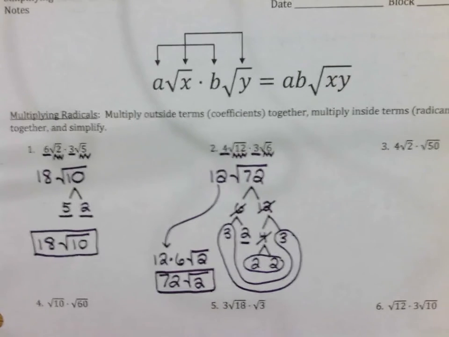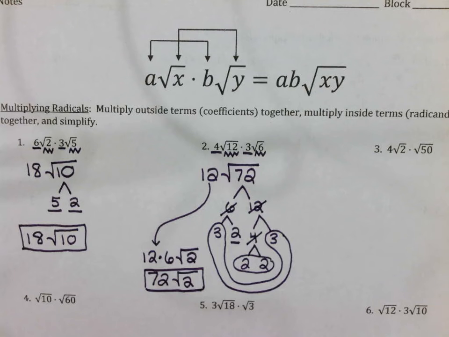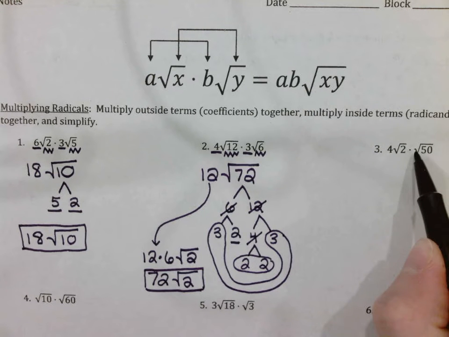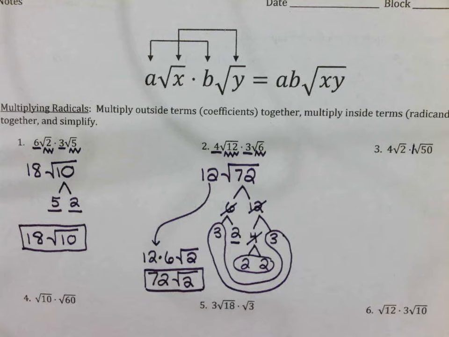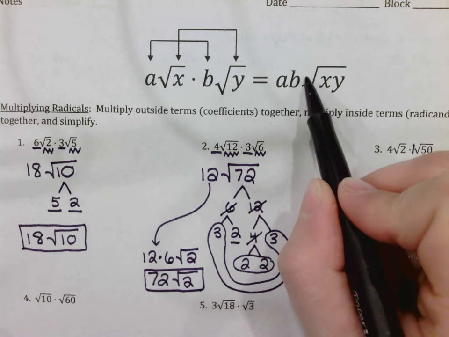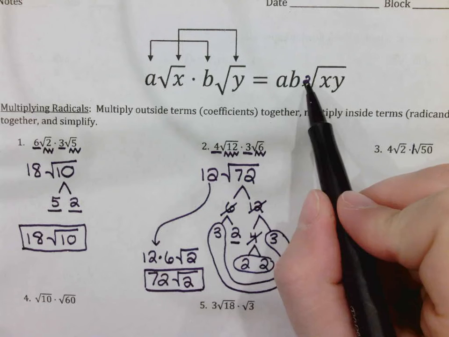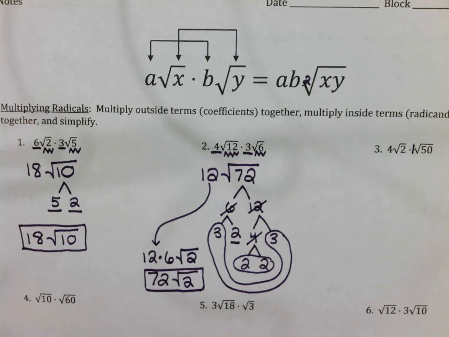Okay, for number 3, you'll notice we only have one outside number, or so it looks like that. If we don't see something, a coefficient, we know that it's a 1. And that's not to be confused with the index. If we don't see an index here, we know it's a 2. But for everything we're working with here now, simplifying radicals, they all have an index of 2. These are all square roots.